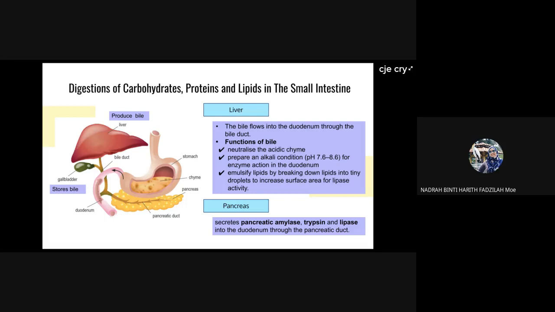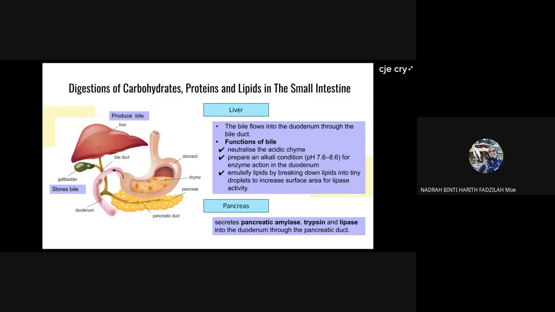The function of bile is to neutralize the acidic chyme, and because of that it will change the pH condition of the chyme to within 7.6 to 8.6 pH. At the same time, the function of bile is to emulsify lipid, to make it into tiny droplets, to make it smaller in size. As we know, the smaller the size, the higher the surface area for reaction.